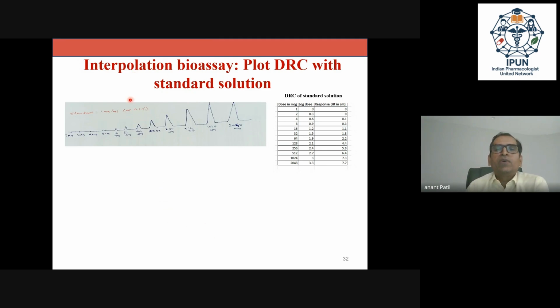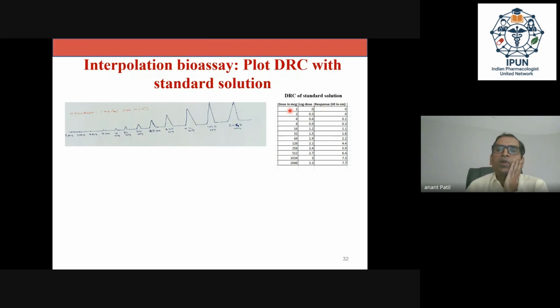Now the technician has given me two solutions. Number one is the standard, and number two, maybe a test tube, she has said that this is unknown, and the examiner says that now you use an interpolation assay and tell me what is the concentration of the unknown, and the known concentration is being told to you. So I will take the known concentration which is given to me by the technician, and I do the same DRC like what I did for the matching assay. So 1 microgram, 2 microgram, 4 microgram, until I get the ceiling response. So this step is the same as in the matching assay.